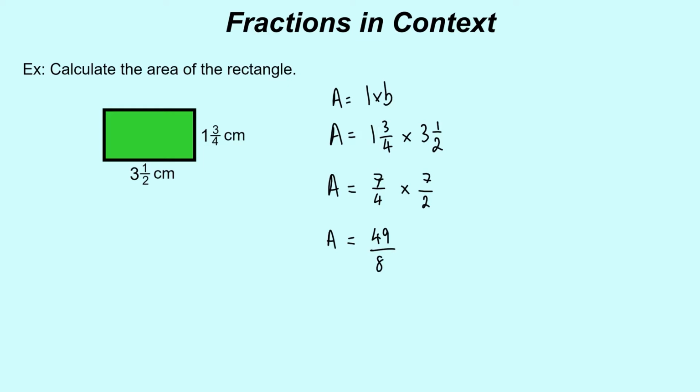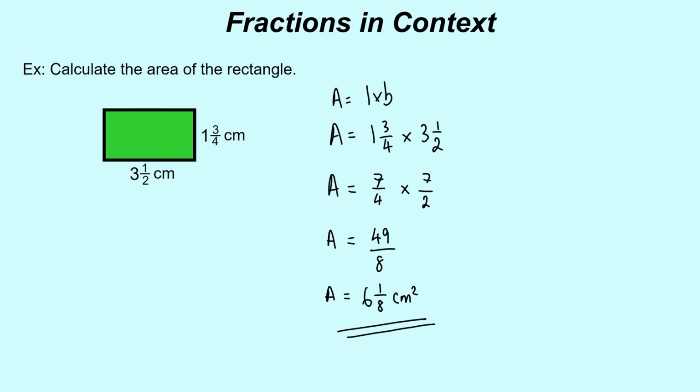There's no simplification we can do here, but we're going to make that back into a mixed fraction now. So we've got top heavy, 49 over 8. We want to figure out how many 8s go into 49. 8 6s are 48. So that would be 6 with the remainder of 1 over 8. That would be your final answer. And because it's a question in context, we want to put units into the final answer as well. So it's square centimeters for our units.